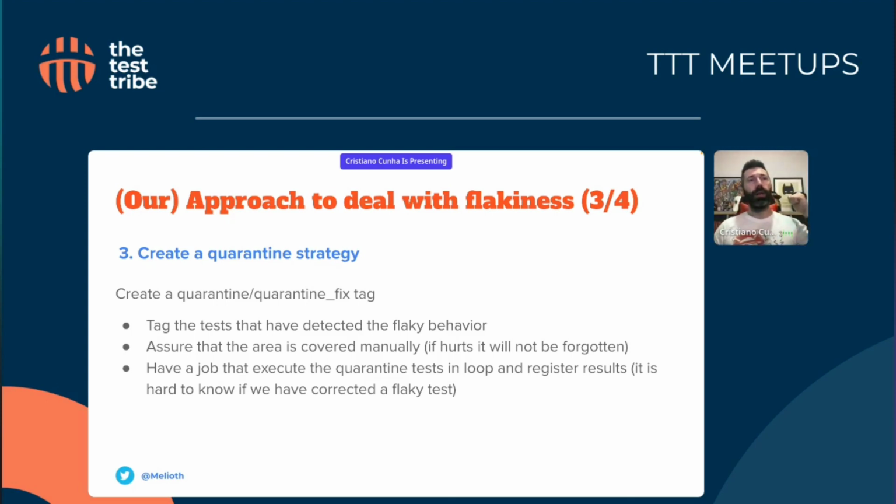And also have a job that will execute the quarantine tests in a loop and register the results. Because if you think the problem is in the automated check, you do a correction and you see that the next run it passes. Is it really fixed? We're not sure. So we need to run that 100 times, 200 times to make sure that statistically that test will always be green.